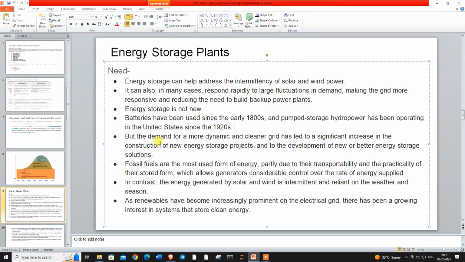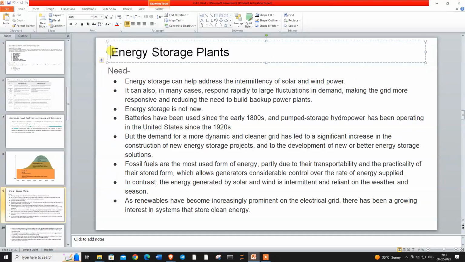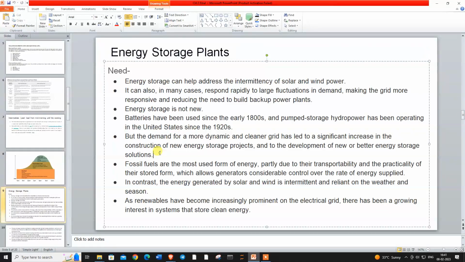Also, it states that the energy generated by solar and wind power plants is intermittent and unreliable, which means it depends on weather and climatic conditions. Also, renewables have become increasingly prominent on the electric grid, and there has been growing interest in systems that can store clean energy. Such advantages lead us to make use of energy storage plants, even if there are different renewable energy storages and fossil fuel storages.